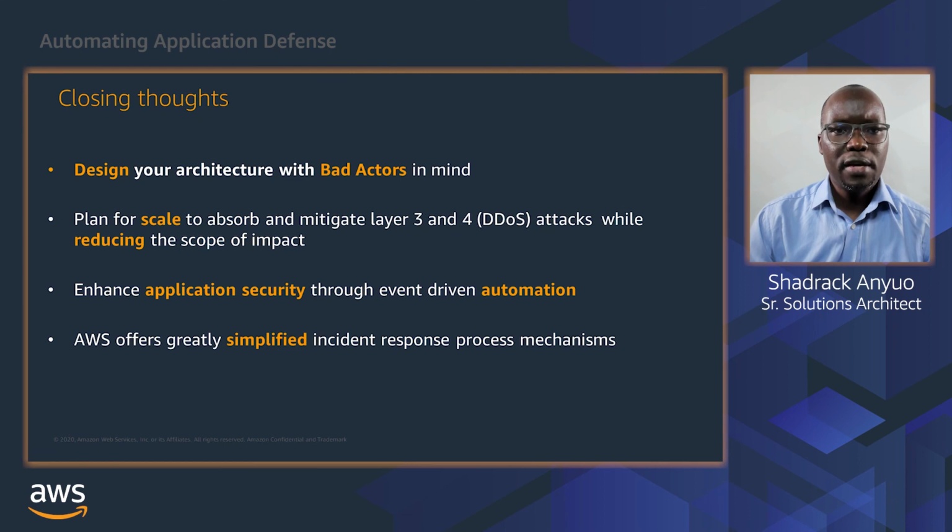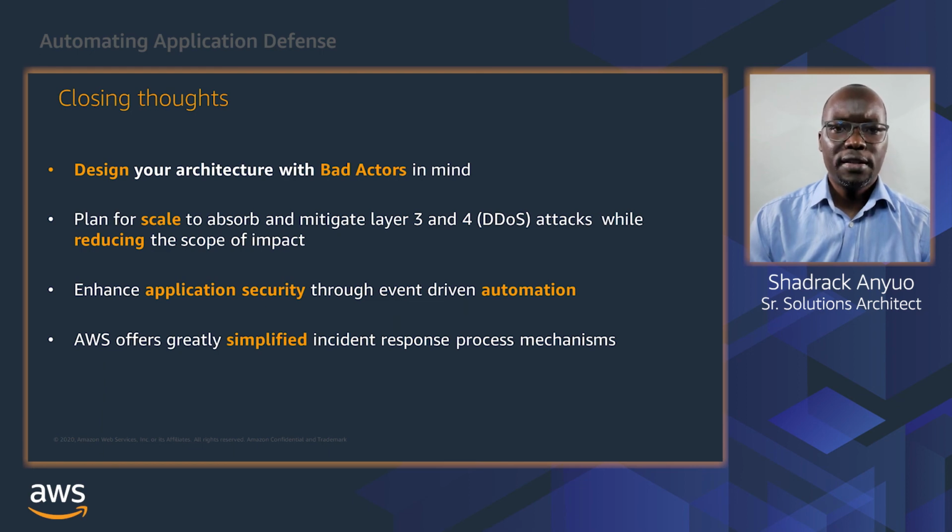Now we've come to the end of the presentation. I've demonstrated to you how you can mitigate application threats. I've shown you our services such as AWS Shield, both Standard and Advanced, for DDoS protection. I've also talked about AWS WAF, and I've also demonstrated to you how you can use AWS WAF to automate application threat mitigation.